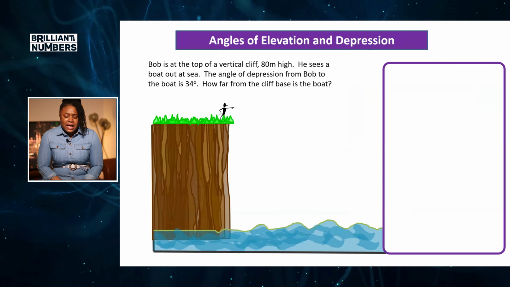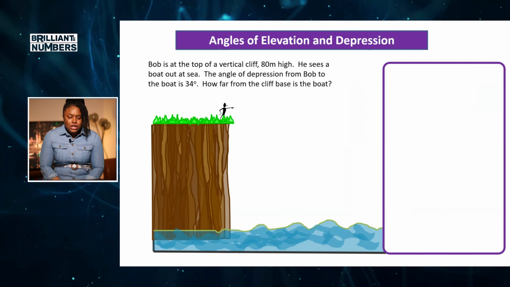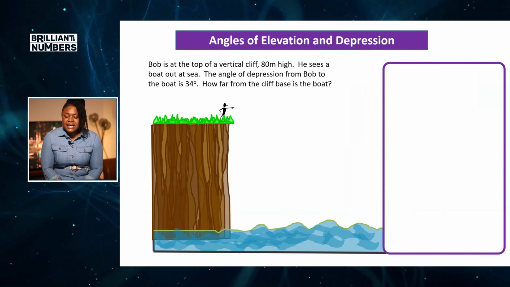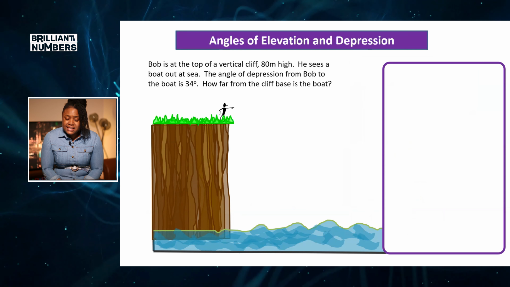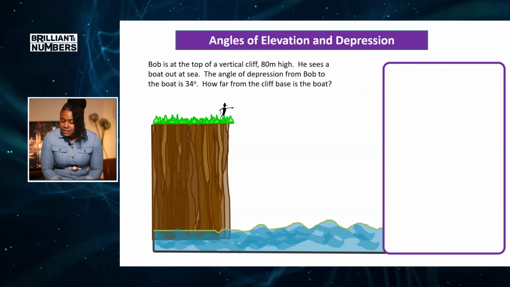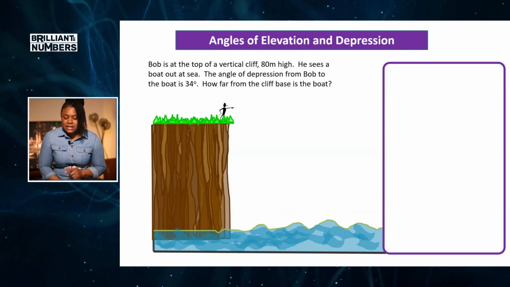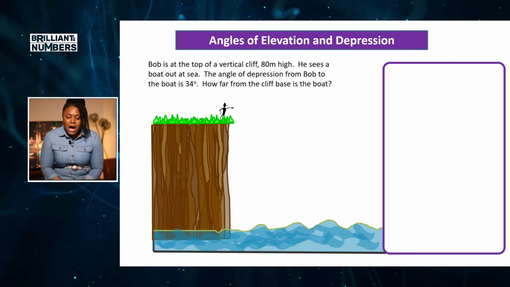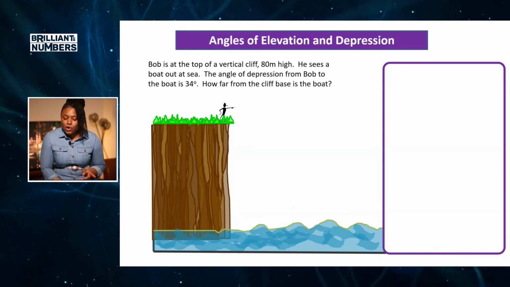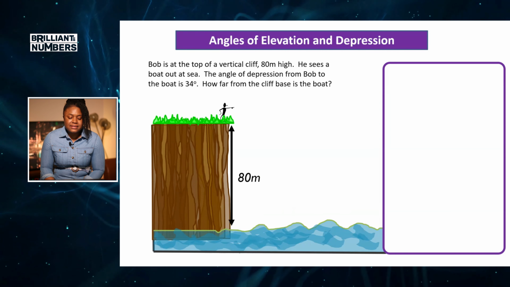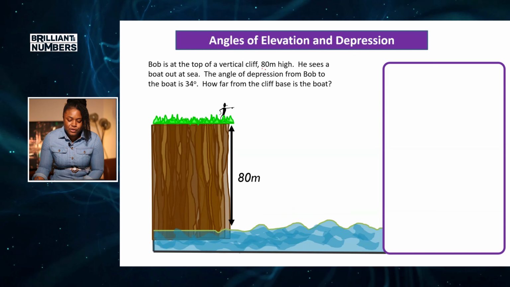So here, still on angles of elevation and depression. Bob is at the top of a vertical cliff that is 80 meters high. He sees a boat out at sea. The angle of depression from Bob to the boat is 34 degrees. How far from the base of the cliff is the boat? So visualizing that, I put my 80 in for my height there.